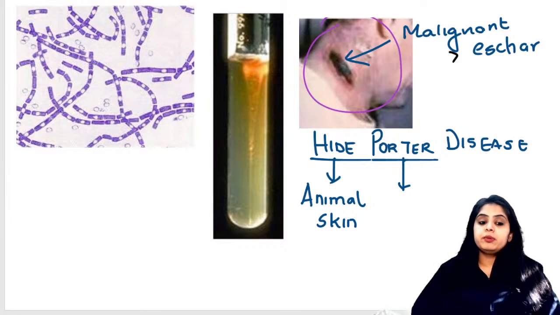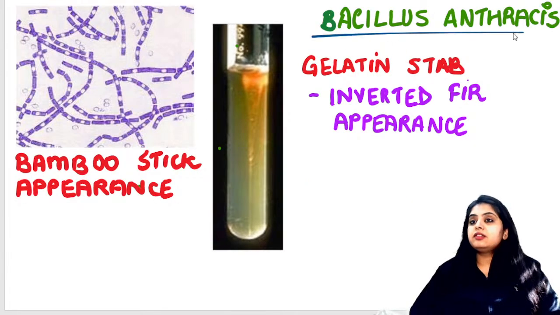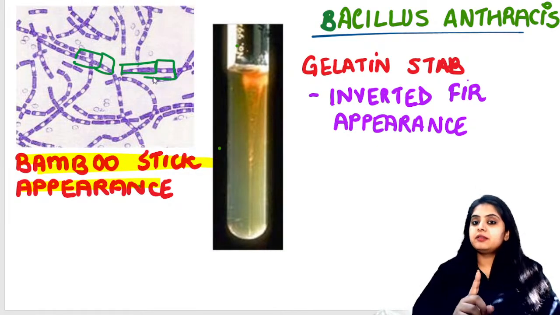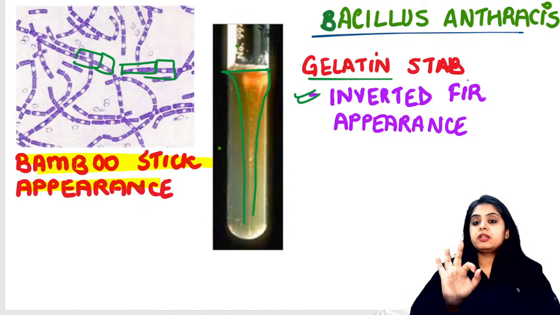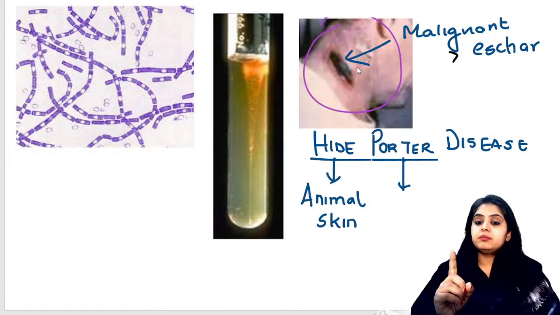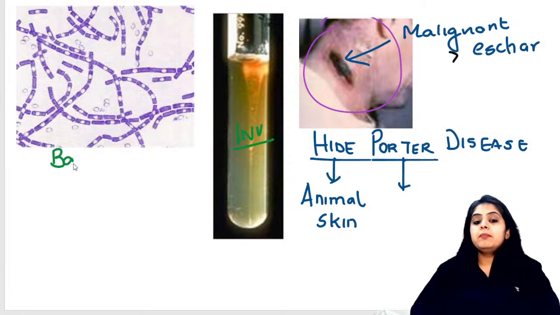And now what are these two pictures showing you? Bacillus anthracis shows you the very famous bamboo stick appearance. You can see it's going back to back like this, like a bamboo. So many sticks coming across, that is the bamboo stick. And what does the gelatin medium show you? You can see an inverted fir tree, a very famous inverted fir tree appearance. So these are the three pictures. They'll give you some animal skin person, they will give you inverted fir tree appearance, and they will give you the bamboo stick appearance. All these three you have to know.